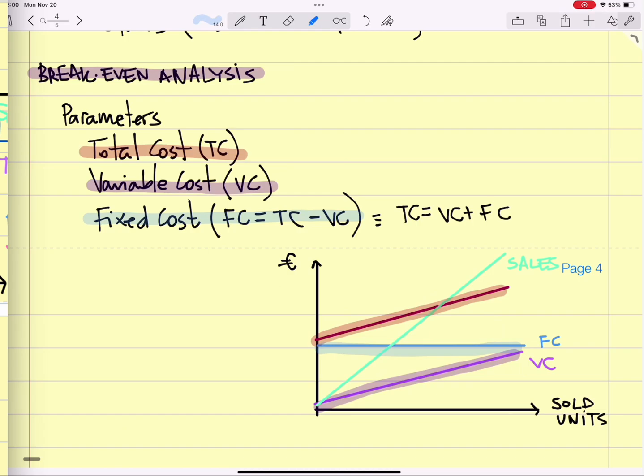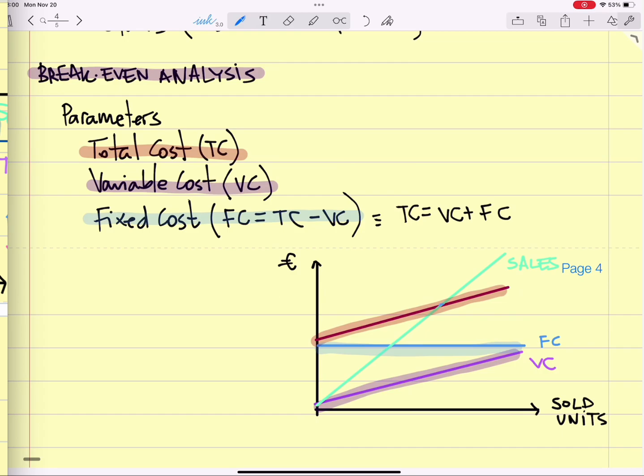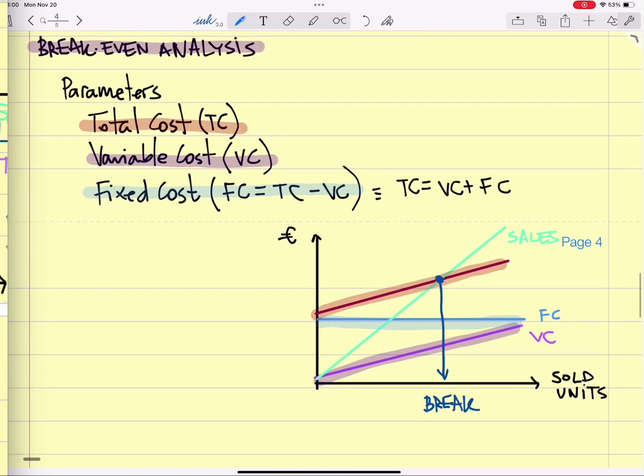Yes. So what is your break-even point? Here, we use another color, dark blue. This is your break-even point. And this is your break-even sales.